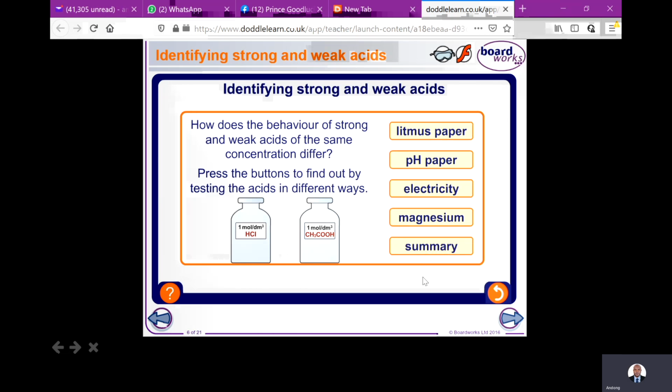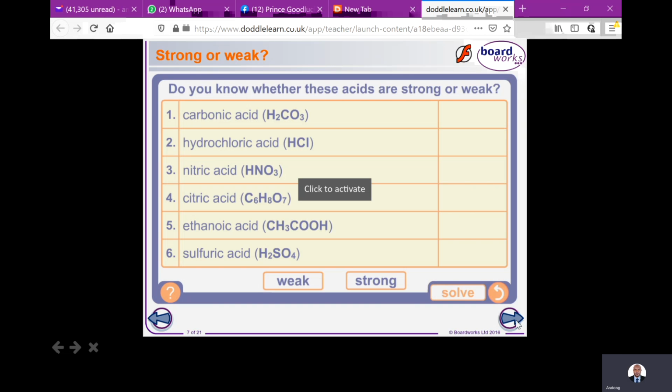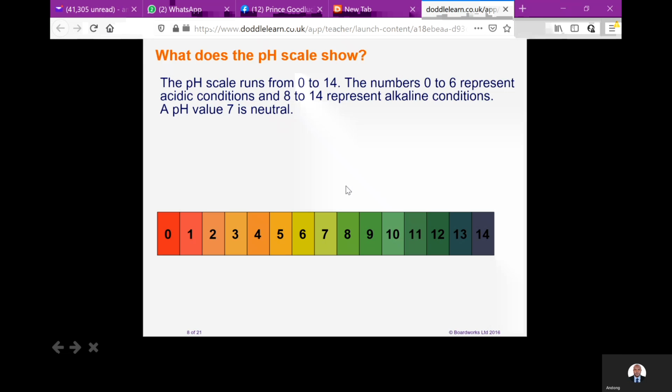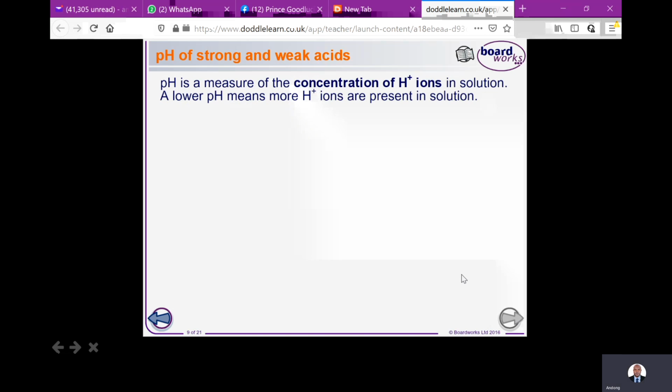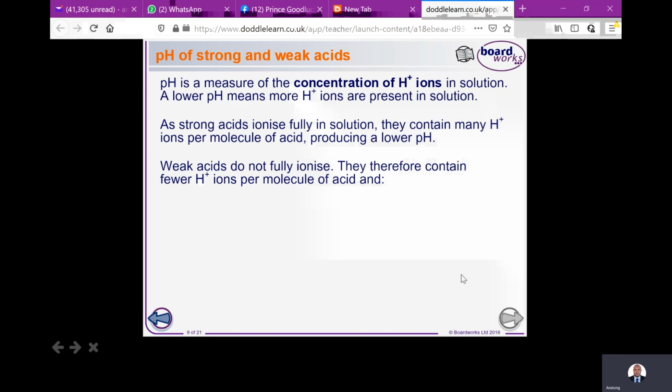Let's go further to see how we can identify strong and weak acids. There are different types of acids depending on the concentration. The hydrogen ion concentration in solution will determine the strength of the acid, and therefore the pH. The pH is a measure of the concentration of hydrogen ions in solution. In a neutral solution, the pH is 7.